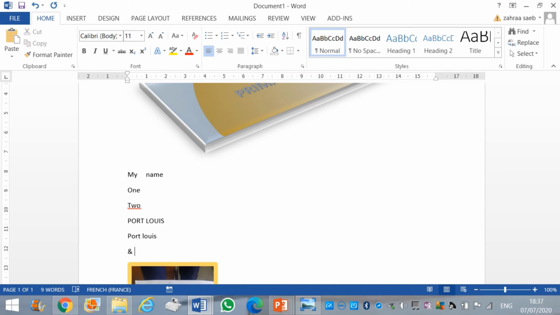For example, I want to write my with M in uppercase only. I press the shift key and I press letter M at the same time. Once I finish, I release the shift key and press letter Y.